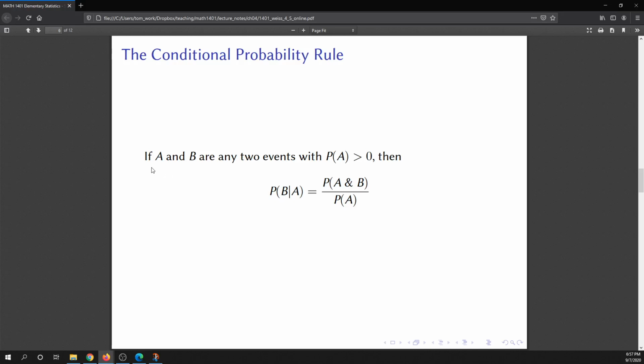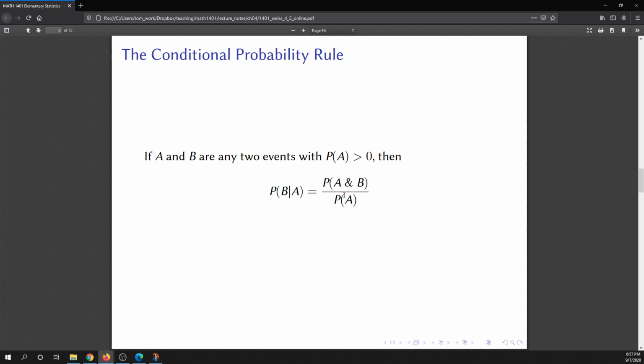And so it says if A and B are any two events with the probability of A greater than zero, then the probability of B given A is equal to the probability of A and B divided by the probability of A. All right. And so this formula is handy when you can't do the problems the other way that we've been doing them before by directly looking at the data.